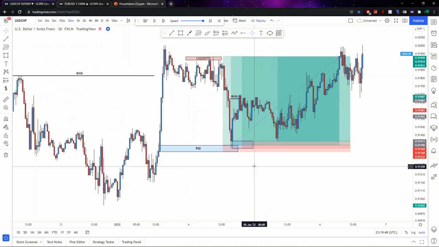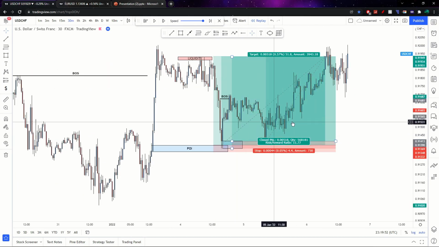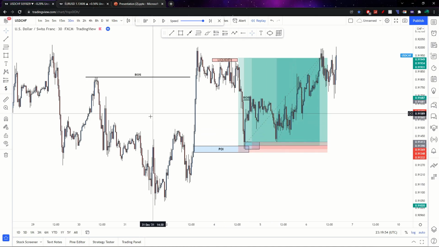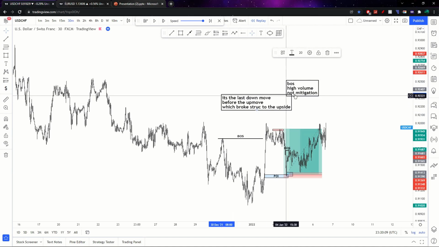So that's the example of the double entry. Total risk reward of 2 to 23. The thing that you guys need to keep in mind is that we've found a break of structure on both of these order blocks. Both had high volume, both were valid, and they both were unmitigated. So they followed all of these rules, and they can all be defined with this sentence.